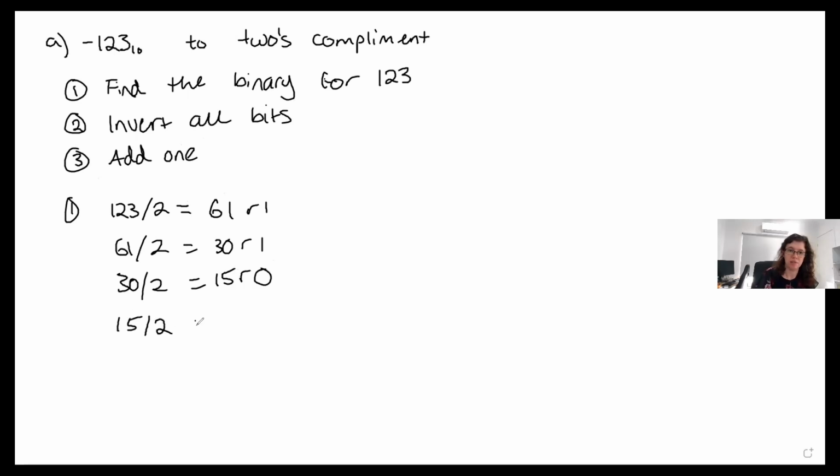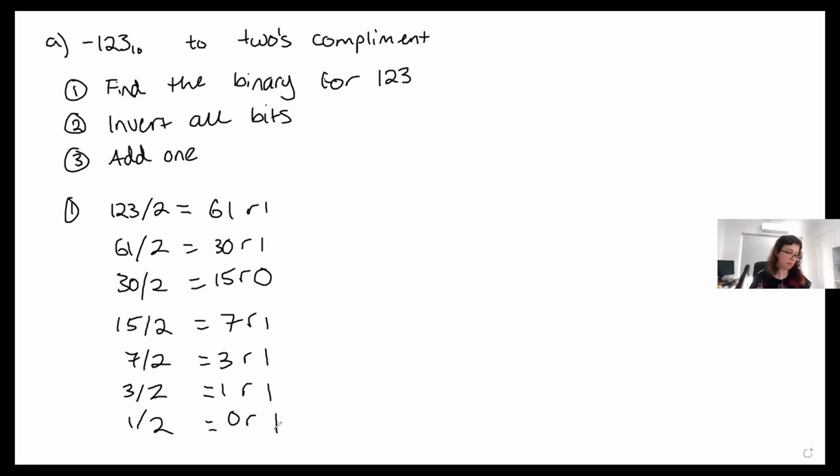15 divide 2 gives us 7 remainder 1. 7 divide 2 gives us 3 remainder 1. 3 divide 2 gives us 1 remainder 1. And 1 divide 2 gives us 0 remainder 1. So again, we can read from bottom to top. And again, we've only got a 7-bit number, 1, 1, 1, 1, 0, 1, 1. So we can add a padding 0 at the front. So that's the result of step 1.